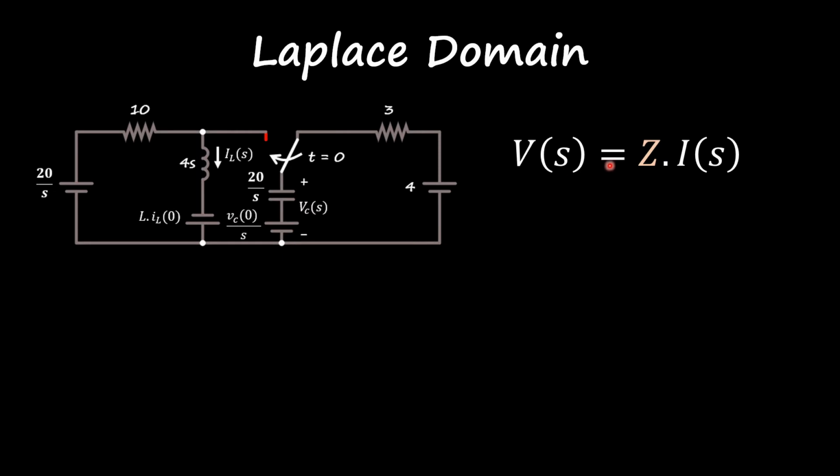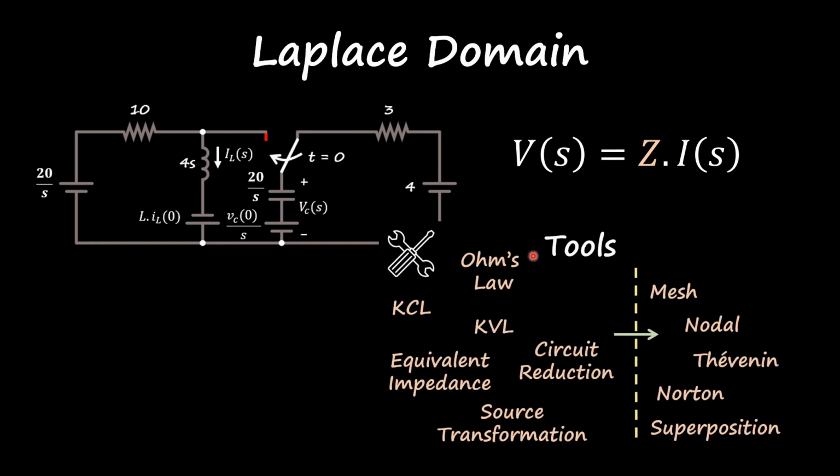Ohm's law, where the voltage is still related to the current times the impedance, which makes everything pretty much linear and similar to a resistive circuit. So that means that all the tools that we used in the past to analyze a resistive circuit, such as Ohm's law, KCL, KVL, circuit reduction, source transformation, or equivalent impedance, not resistance in this case, apply. And you can also combine these tools together, so you can use more complex techniques such as mesh, nodal, Thevenin and Norton, superposition. All of these are valid to analyze and extract the current or voltage or impedance of interest.